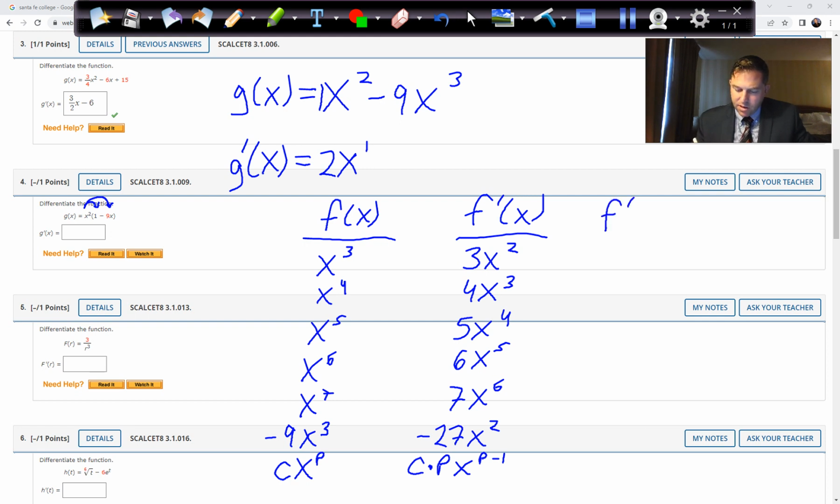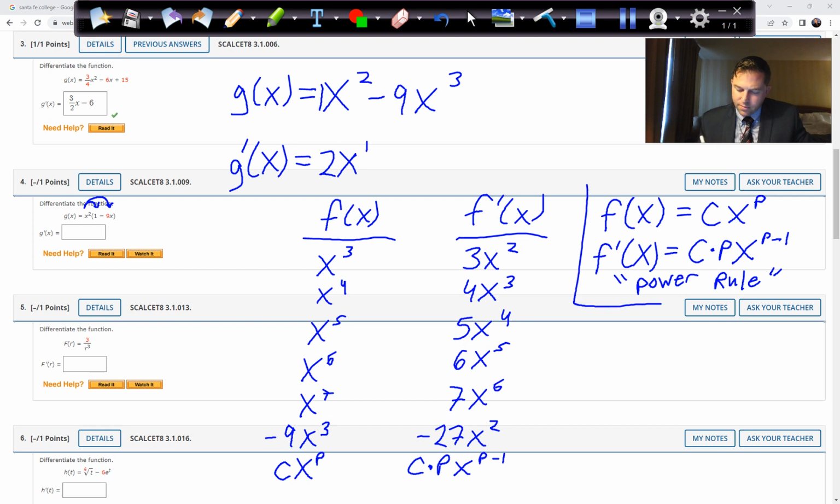And we should probably box that. Let me write it again up here. If my function is a constant times x to some power, the derivative of that function is the constant times the power times x raised to the power minus 1. And this is called the power rule of derivatives. The power rule. Okay, it's the most powerful rule we'll have in derivatives. Honestly, we'll use it a ton. So the quicker you can kind of see this pattern, the better.